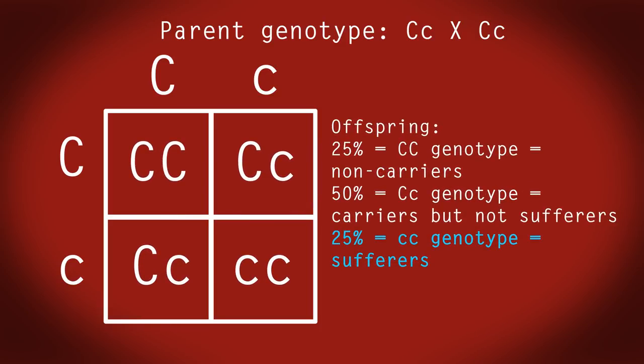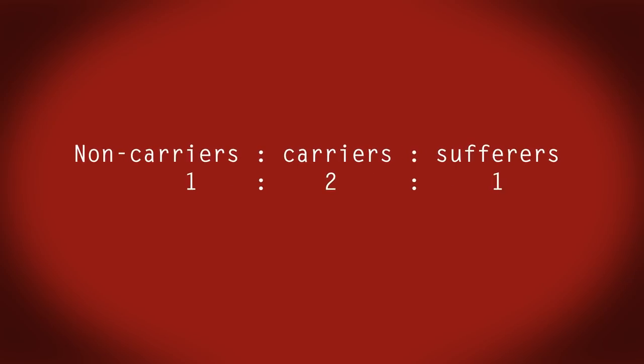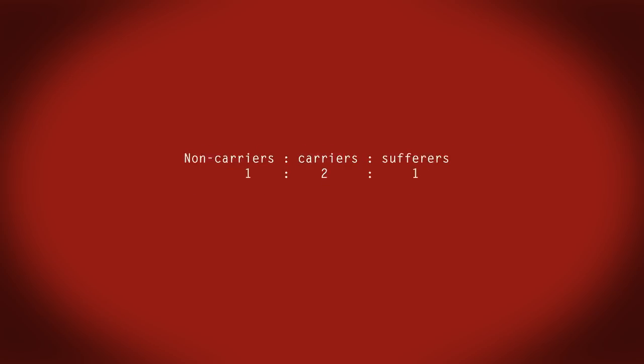So there is a 25% chance that the offspring of two carrier parents will be sufferers of cystic fibrosis. We can represent this in a 1:2:1 ratio. See how easy Punnett squares are for showing probability of offspring genotypes? But remember, these are just probabilities. We call these the expected results.